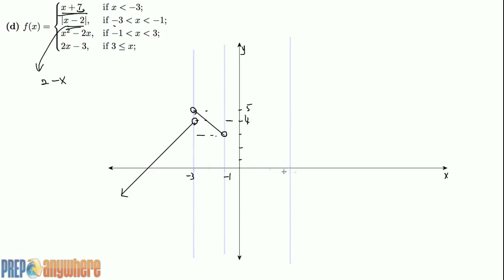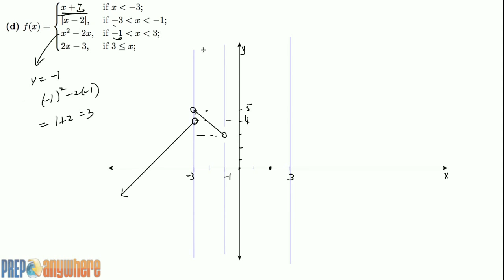Next, from -1 to 3, okay, for the third piece, so let's actually plug in -1. When x is equal to -1, we get -1 squared minus 2 times -1. That's 1 plus 2, so that's 3. So at -1, it's 3. Okay, so 1, 2, 3. So it's going to overlap there. Okay, but it doesn't actually fill that in because it still does not equal to.